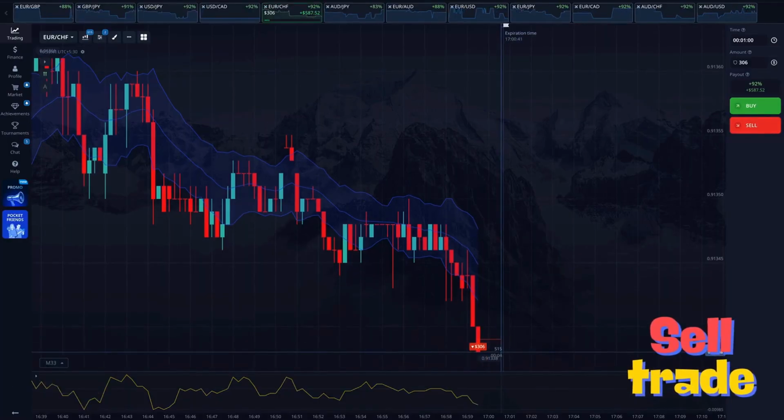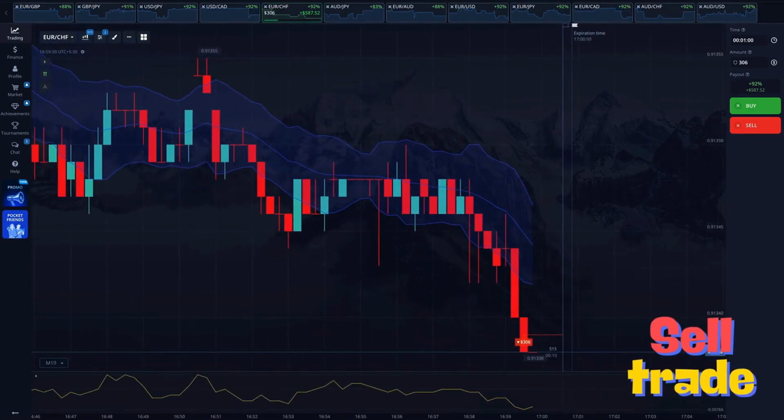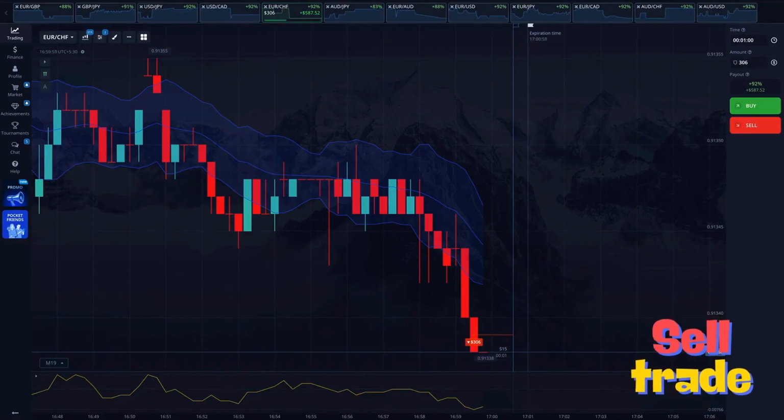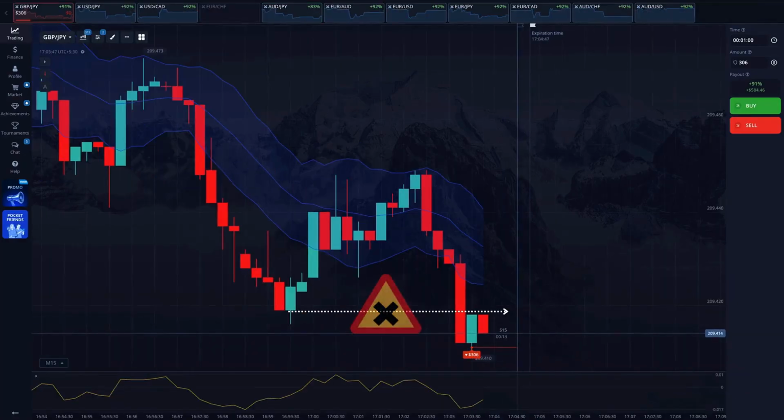For a sell option, we just flip it. The ROC must be below zero and angling down, and the price candle must close outside the lower Keltner channel. It sounds simple, right? But wait, I told you earlier that avoiding bad trades is the secret to profit. Here is where most traders fail with this strategy.